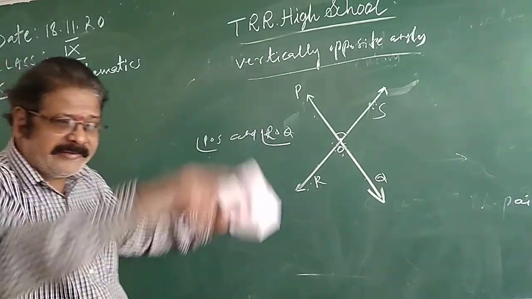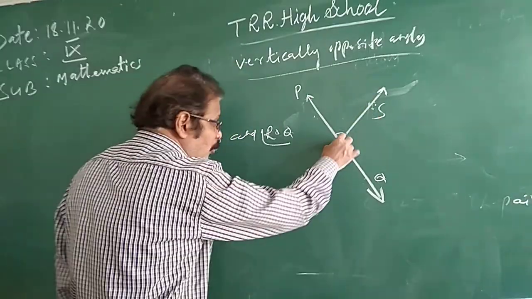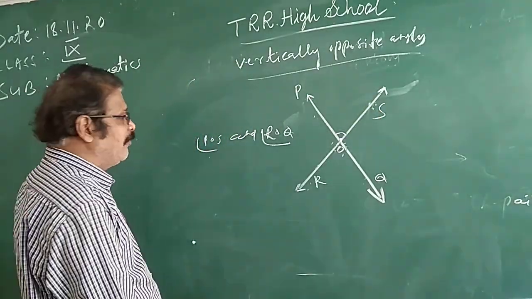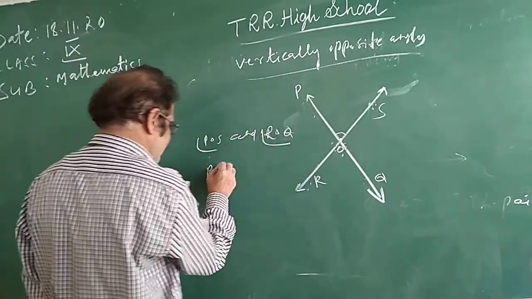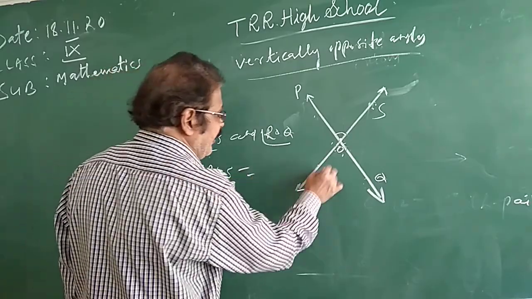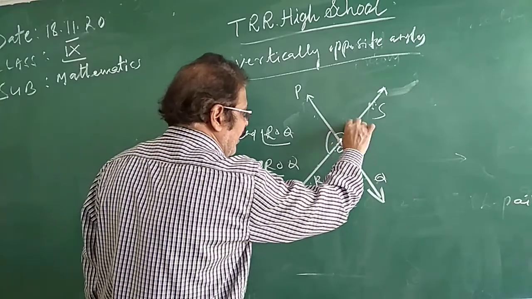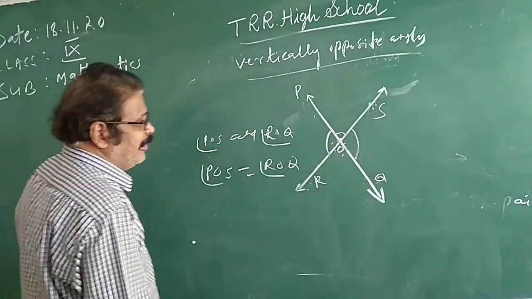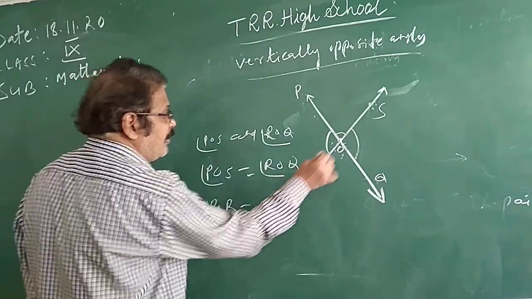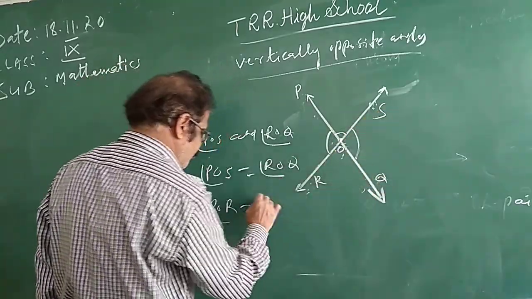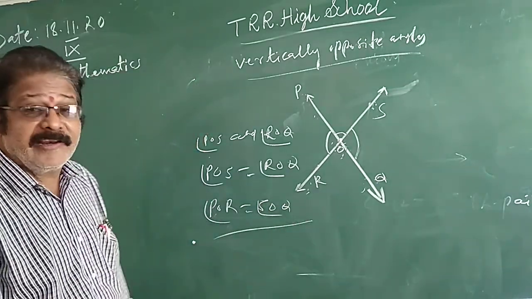When the two lines PQ and RS intersect at point O, the vertical angles are formed here. What are the vertically opposite angles here? Angle POS equals angle ROQ. And this is another pair of vertically opposite angles: angle POR is equal to angle SOQ. These are vertically opposite angles. Vertically opposite angles are equal.